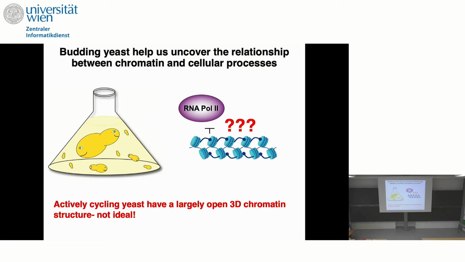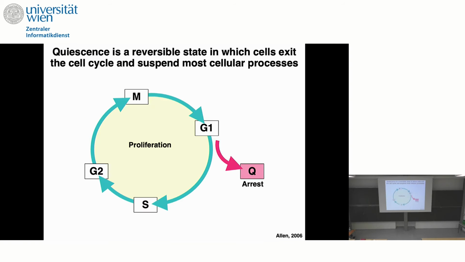Of course, however, there's a problem looking at budding yeast in the way they're typically looked at in lab settings, and that is that cycling yeast have a pretty open and very transcriptionally active chromatin structure, which is not ideal for looking at how 3D chromatin structure represses transcription. To get around this, I've adopted a budding yeast model in a state of quiescence. Quiescence is a reversible state in which the cell exits the cell cycle in G1 and suspends the majority of cellular processes. So these cells are not really transcribing or doing much at all.